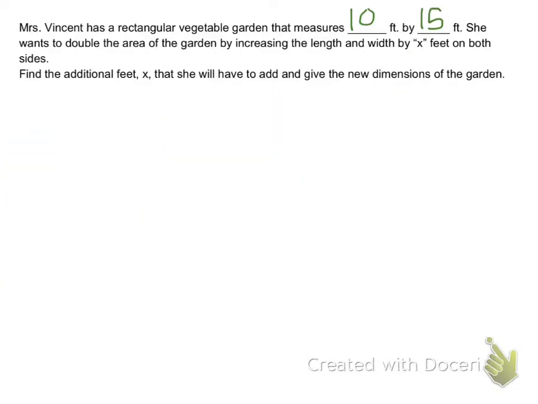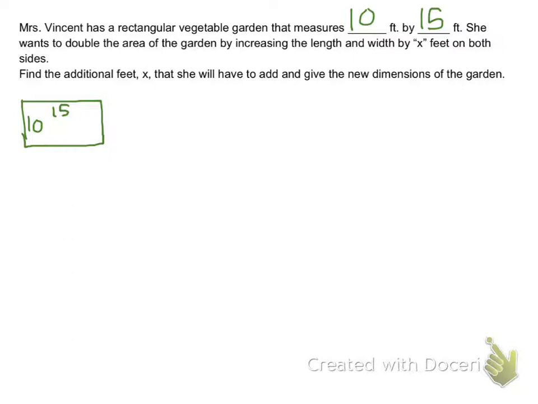All right, so now let's tackle a word problem. Mrs. Vincent has a rectangular vegetable garden that measures 10 feet by 15 feet. She wants to double the area of the garden by increasing the length and the width by x feet on both sides. Find the additional feet x that she'll have to add, and give the dimensions of the new garden. So let's draw a picture. It's always easier if you can visualize what we're doing.